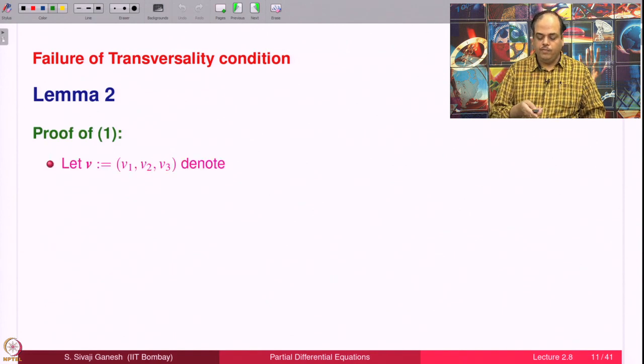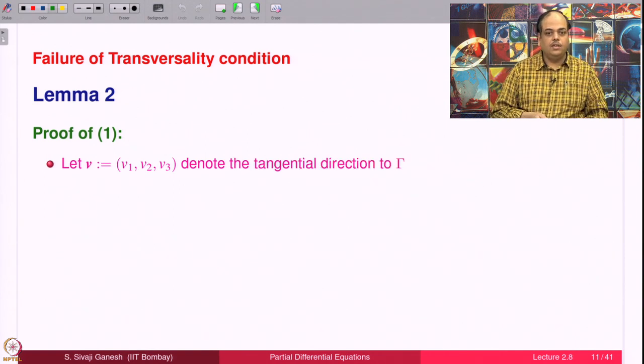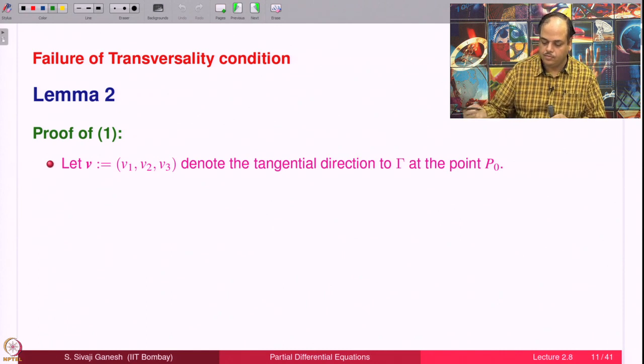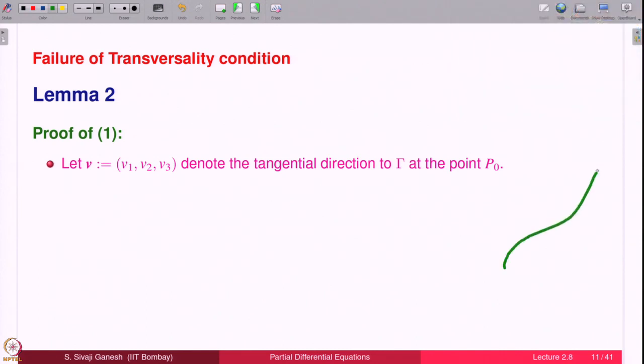So, how do we show infinitely many solutions exist? What we do is this: let V = (V1, V2, V3) denote the tangential direction to gamma at the point P0. So, imagine this is your gamma, this point is P0, and this is the tangential direction, which is this one.